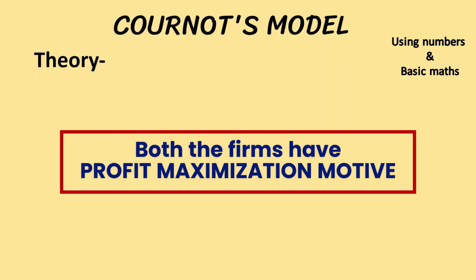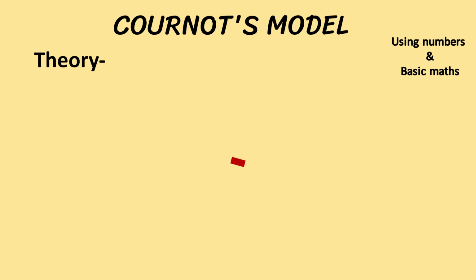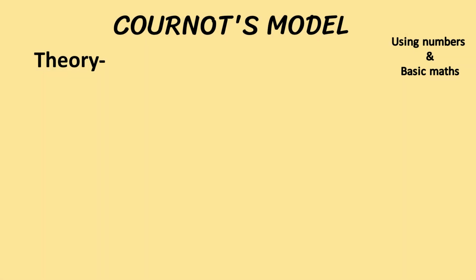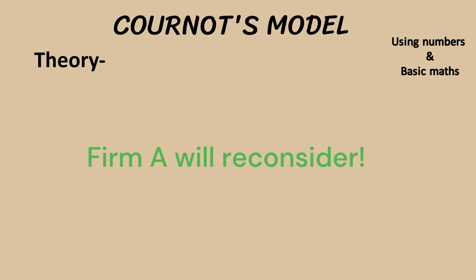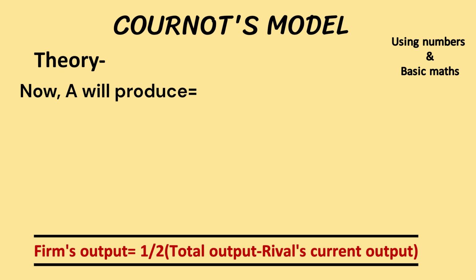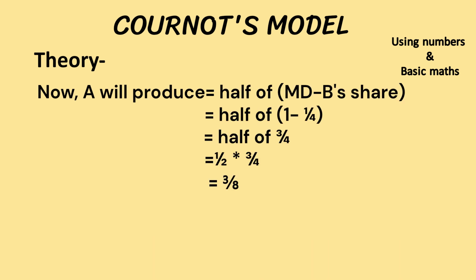Under the assumptions, both the firms are here with a profit maximization motive, and A's profits have reduced. So don't you think A will consider doing something to get back its profits? So firm A will reconsider the situation now and will change its output to such a level where it earns profits. So now we need to calculate A's output level. Again, we would be using the same formula which we have discussed before: half of what we get after deducting the rival's output level from the total output. Firm B is producing 1 by 4, and deducting this 1 by 4 from the total market demand, which is 1, we get 3 by 4. So A will produce half of 3 by 4, which is 3 by 8.